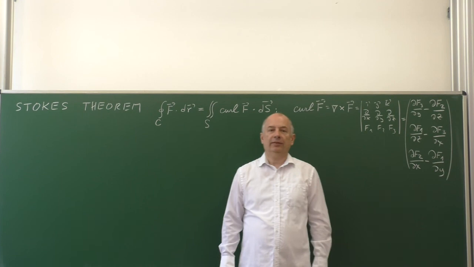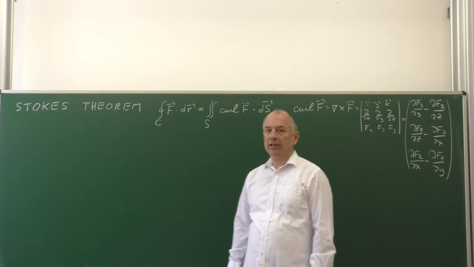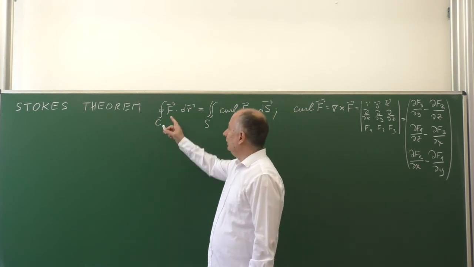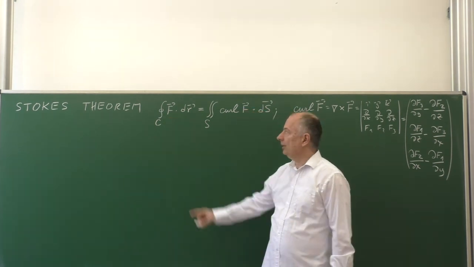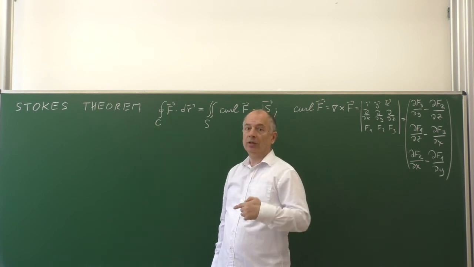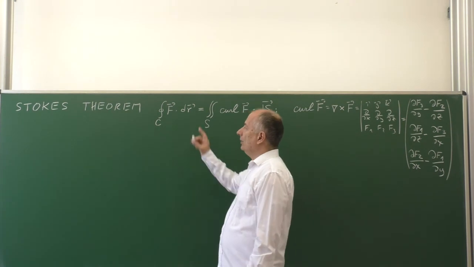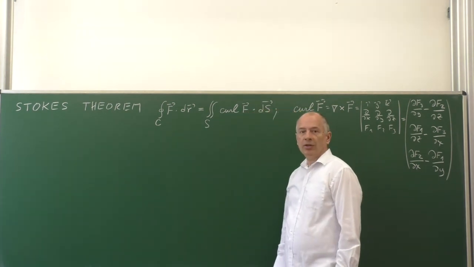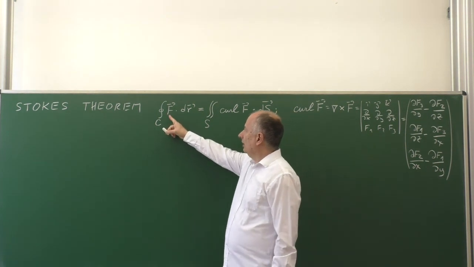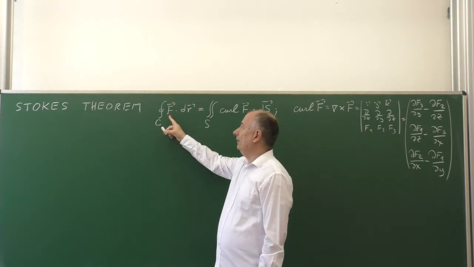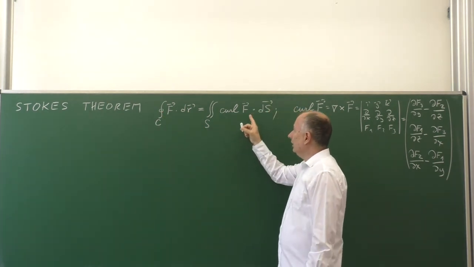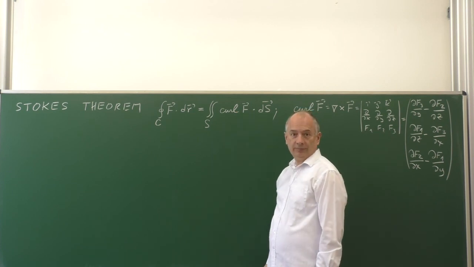We have seen that for a conservative vector field, that means for a field for which curl is equal to 0, the line integral is path independent, and the line integral over a closed curve is equal to 0. And Stokes' theorem is a generalization of this result, and it says that the line integral of a vector field f over a closed curve C is equal to the double integral of the curl of f.